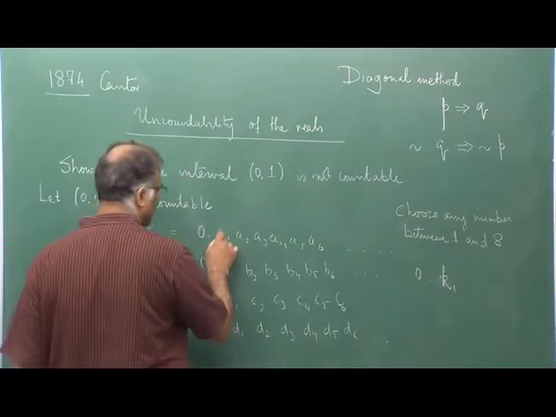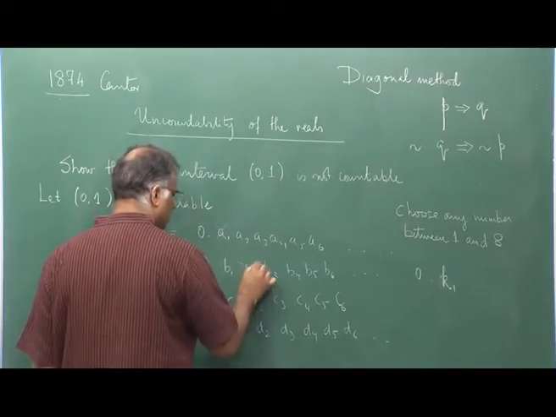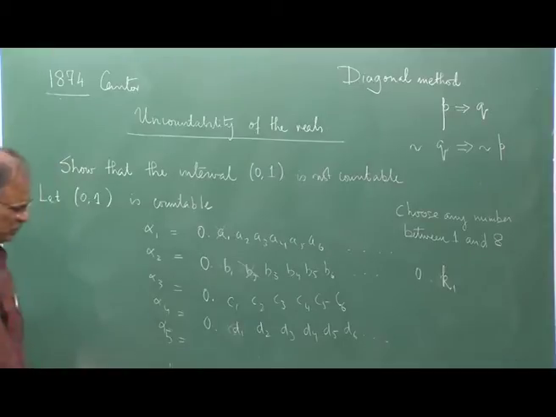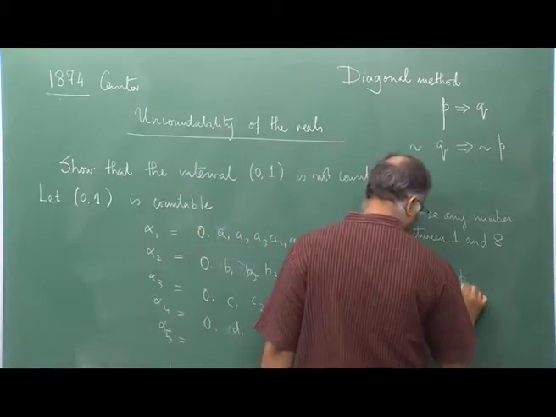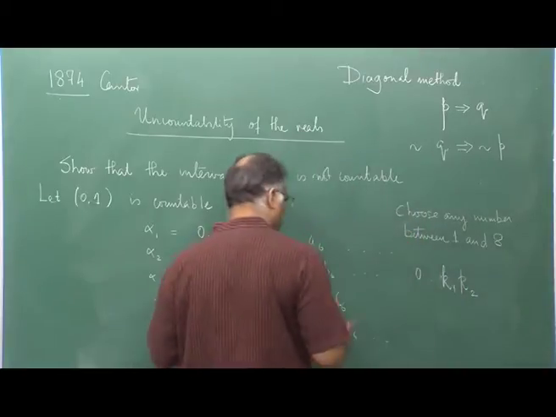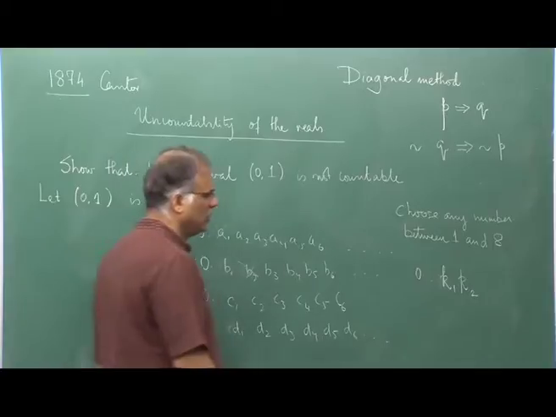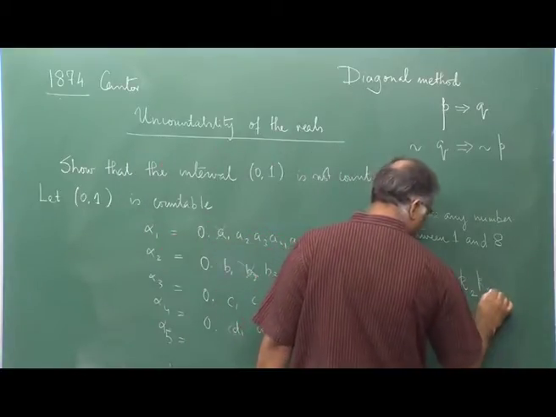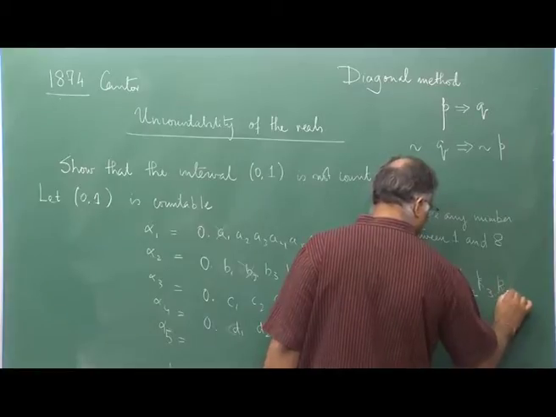So this goes. Now you come to B2, do the same thing, choose any number between 1 and 8 which is different from B2 and put it there. And so you do for the rest. Do for this, do for that, and so and so forth.